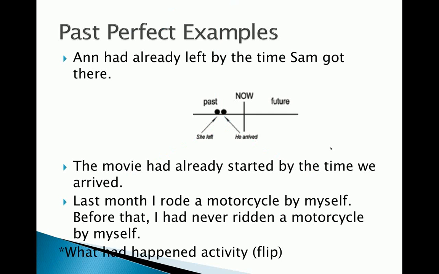Let's see one example with a timeline. "Anne had left by the time Sam got there." So here we have 2 actions in the past, but one happened before the other. And the question is, which action happened first? Well, first Anne left, then Sam got there. "The movie had already started by the time we arrived." So what was the first action that happened? The movie started. Then we arrived.